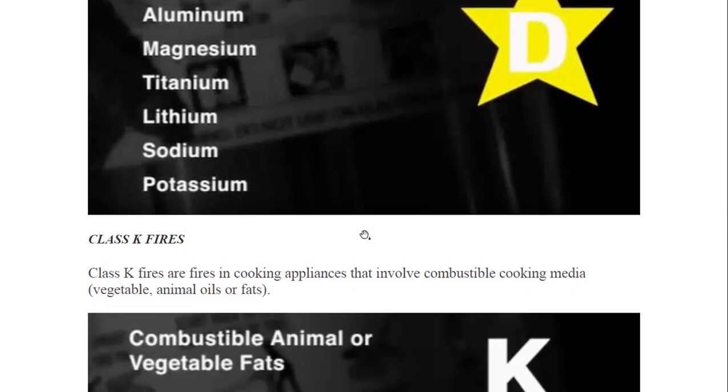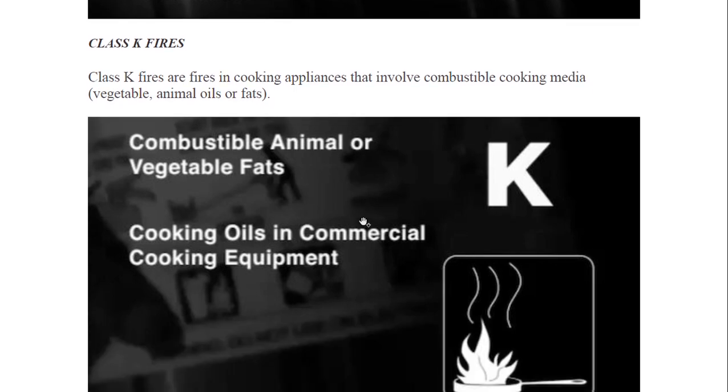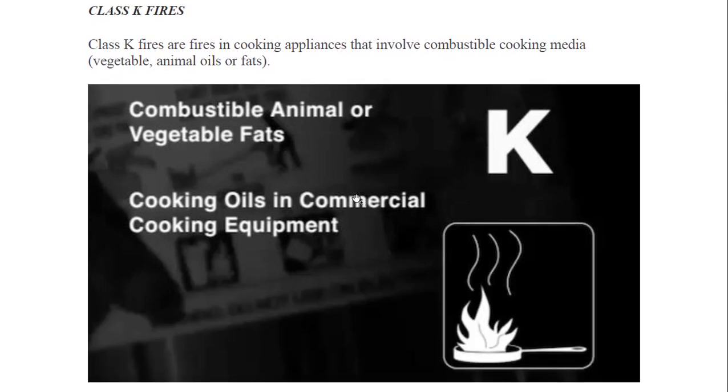Now when we talk about class K fires, here you see class K fire. Now this is also different. Here in ISO you won't find it; one is the C, one is the K. Class K fires are fires in cooking appliances that involve combustible cooking media, vegetable or animal oils or fat. So a special type of extinguisher is used. You see its symbol, directly K is written.